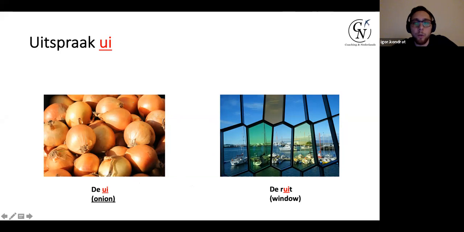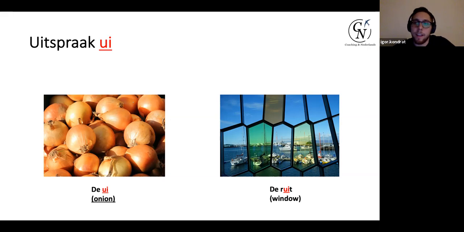Okay, then we have ui. When you want to pronounce the ui, it's like you make a trumpet from your lips. So it's like ui, ui. And ui in Dutch means onion. You can say, ik wil graag ui. When you go to a market, you can say, ik wil graag ui. I would like onion. It's very polite to ask with graag. But this one we have at lesson 3.